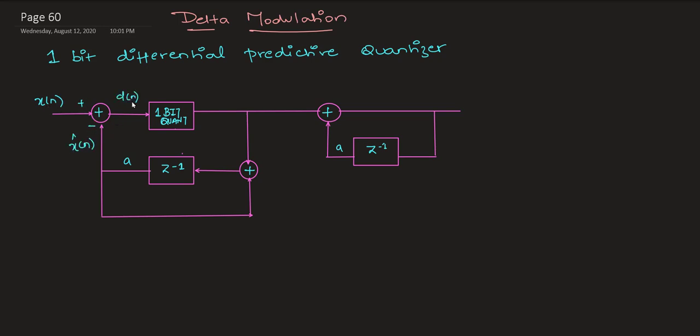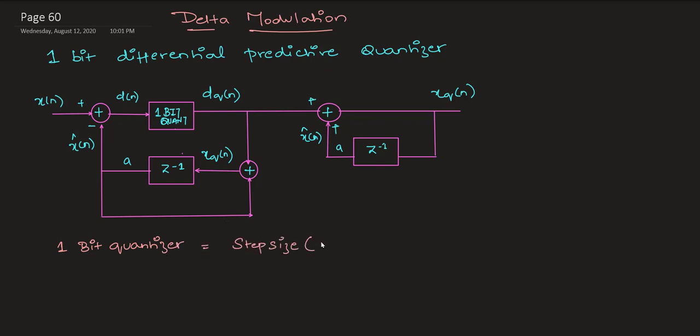So it can just use 1 bit and it can quantize the value. So 1 can represent positive sign and a 0 can represent your negative sign. So that is your delta modulation. Rest of the blocks are the same, and here your PR block, your predictive block, is replaced by our typical FIR cascade, A into Z minus 1, right? A into 1 delay. So this 1-bit quantizer is our delta modulation.